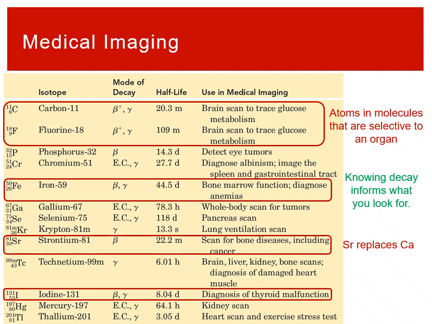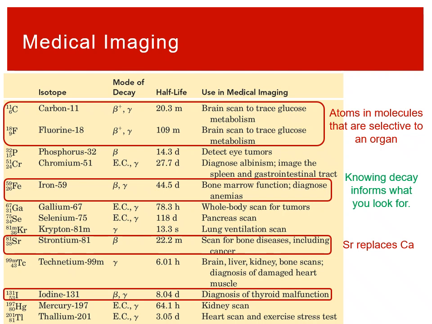You also need to know what to look for. You will note under the modes of decay, none of these are alpha emitters. One, the alpha particle wouldn't make it out of the body, and two, it'd be too dangerous, right? It would be doing a lot of serious local damage to whatever organ you're trying to image. So that's why we're using beta emitters, electron capture, positron, because there are some gamma rays that are going to come from that. Those can make it out of the organ and out of the body so that you can actually look at them. But what we don't want to do is use alpha emitters where you're just doing a lot of local damage.